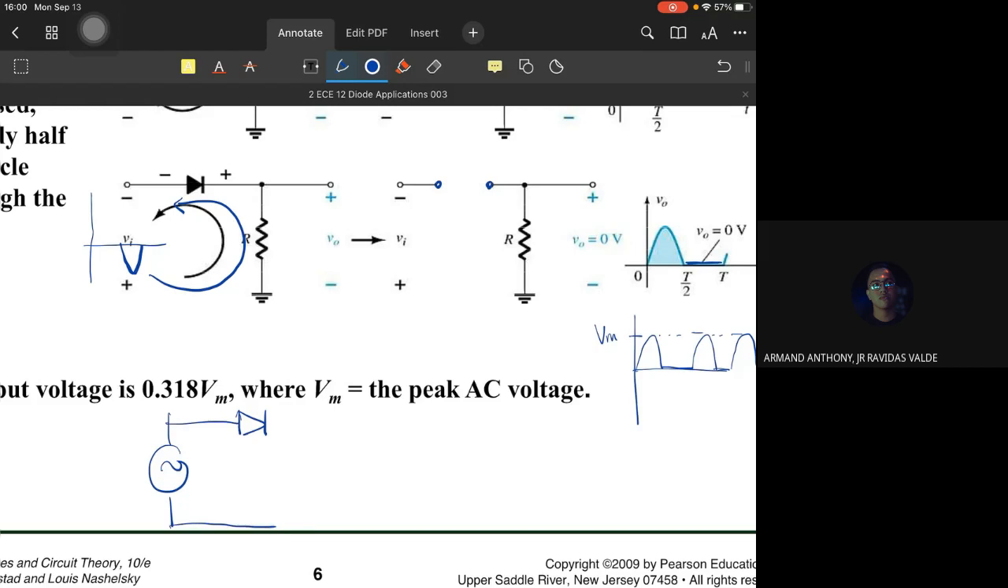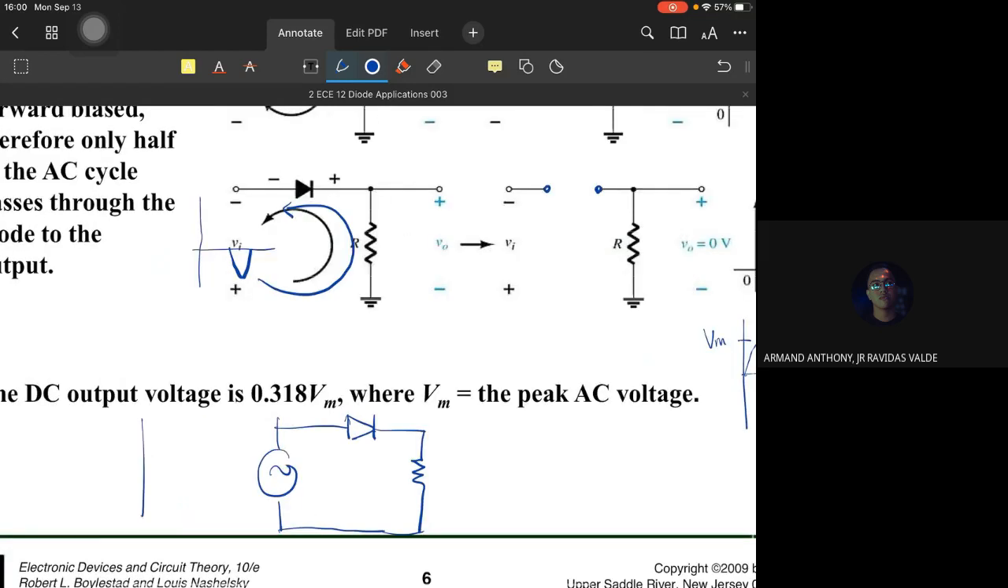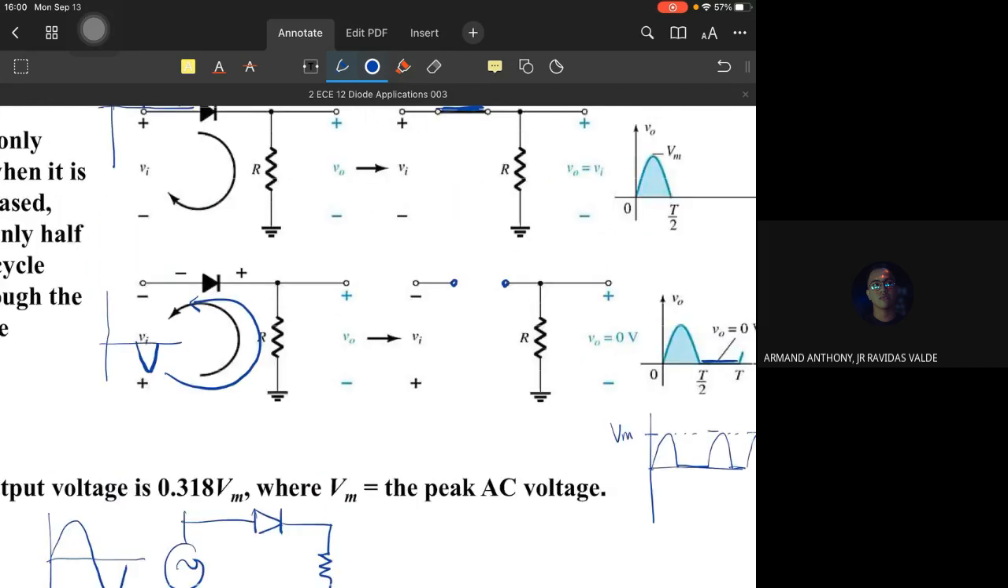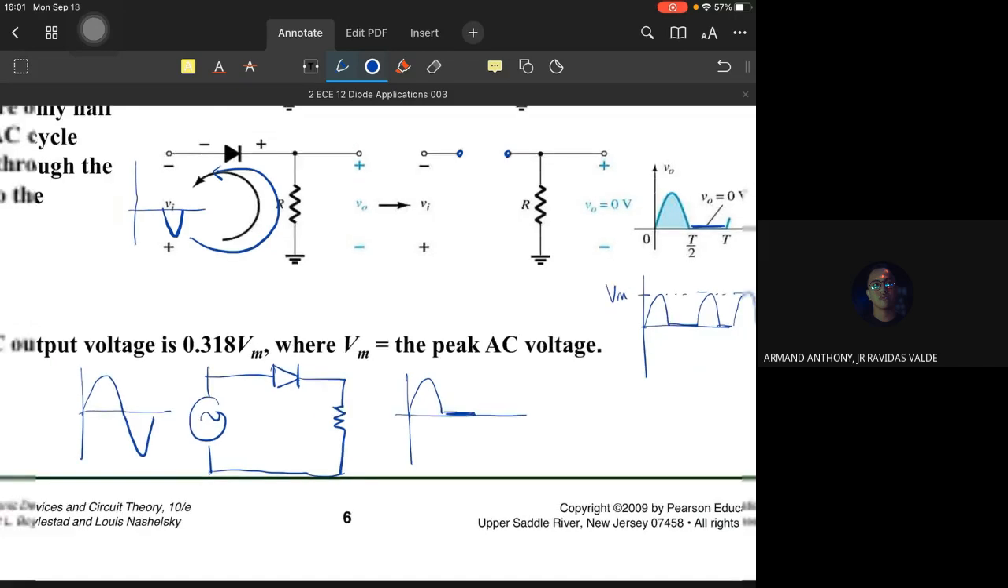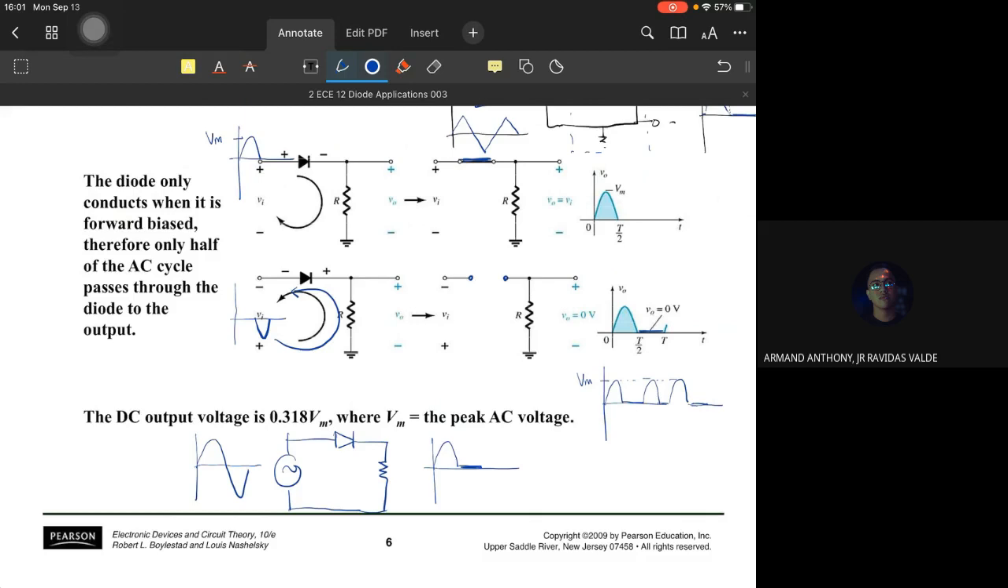this is the circuit of the half-wave rectifier. If our input signal is a sine wave, our output signal only lets the positive cycle pass. The negative cycle is blocked. That's it. I guess it's as simple as that.